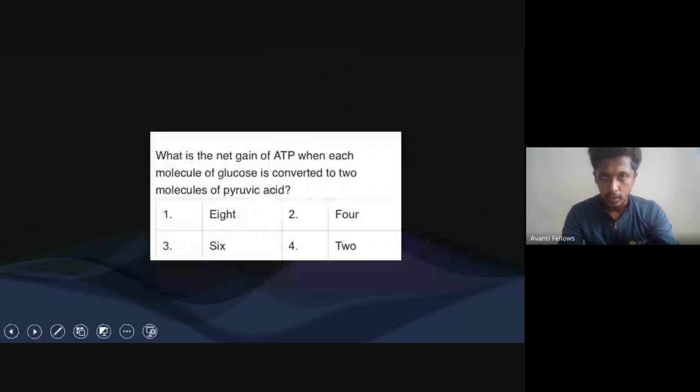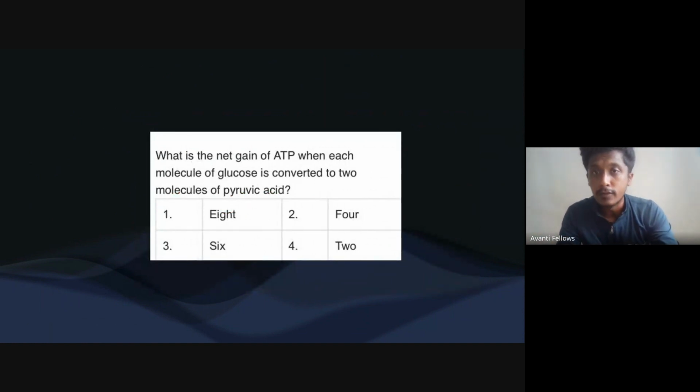Next one. What is the net gain of ATP when each molecule of glucose is converted into two molecules of pyruvic acid? Very, very important question. 8, 4, 6, 2 are your options. All right. I would really appreciate you getting the right answer for this.